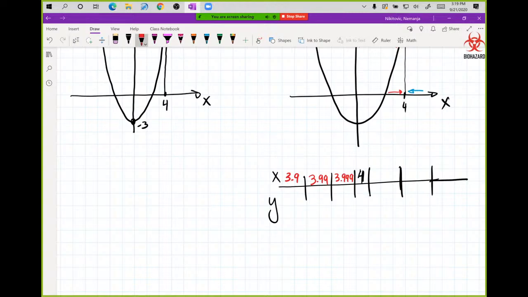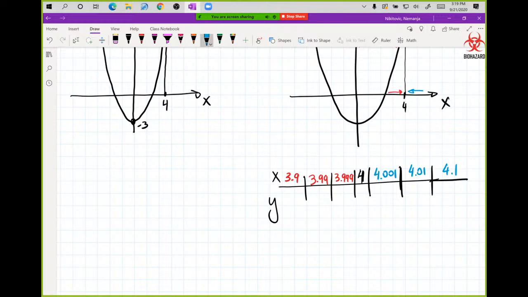Anyway, you have all of this, and that's the approach from the left. Those are the red numbers. Now for the blue numbers, you're going to start far at 4.1, and then 4.01, and then 4.001 as you are getting closer to the number 4 from the right. So numerically, these values are going up for red and down for blue.